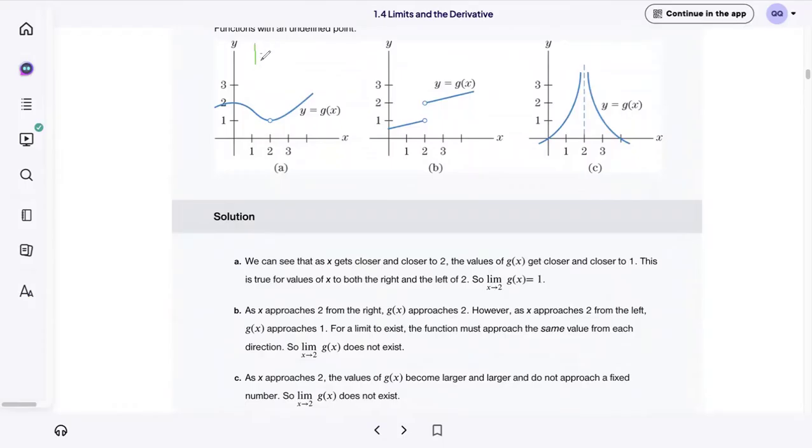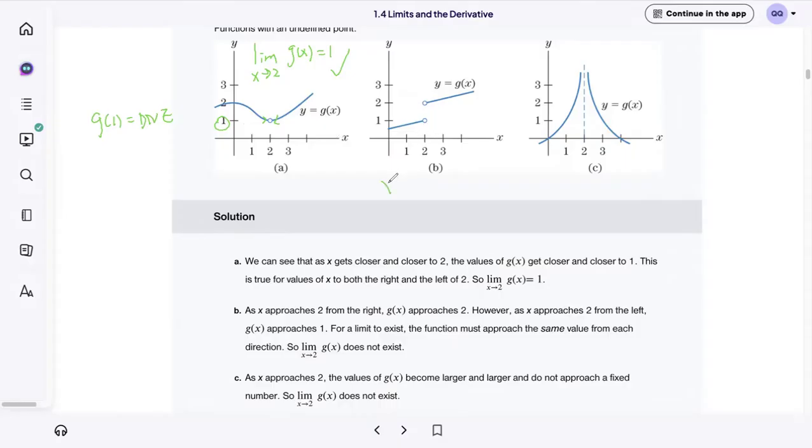Or let's see these ones. Right, we can think, what is the limit when x approaches 2 for this function? It's a g of x. Right. From the left-hand side, approaches 1. From the right-hand side, also approaches 1. Right, so that's why the limit exists, equals 1. However, what's the function value? G of 2 does not exist, right? Because it's an open circle.